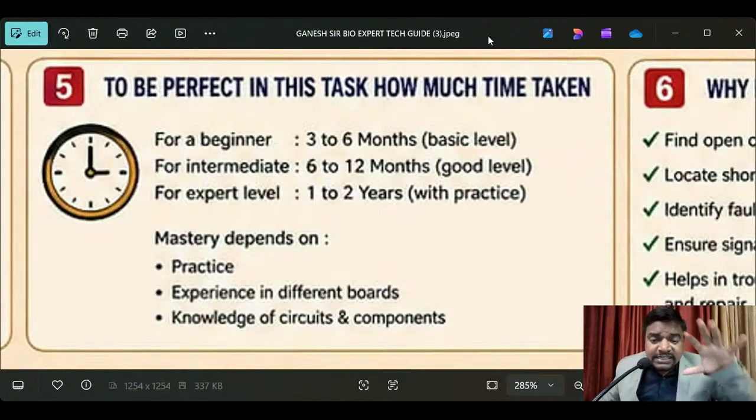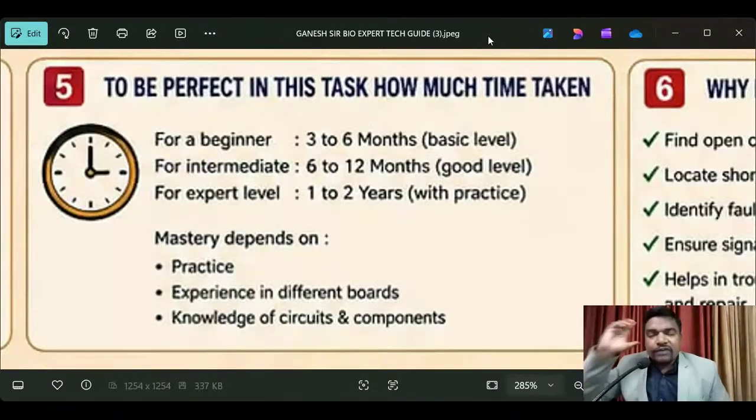Just catch the point of what Ganesh sir is saying. Then you have to focus on what you are interested in, and keep ambition. Yes, I want to become a technical specialist. For that purpose, what are the requirements?